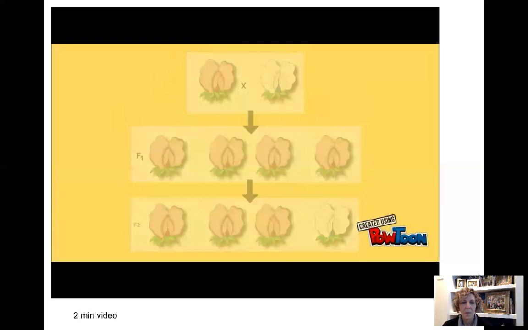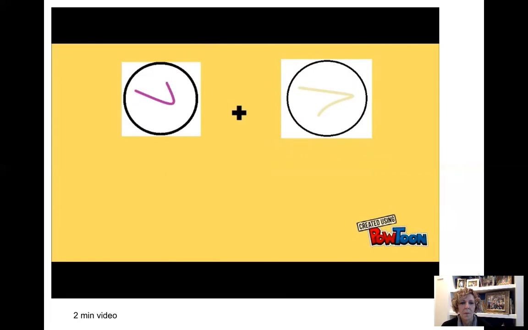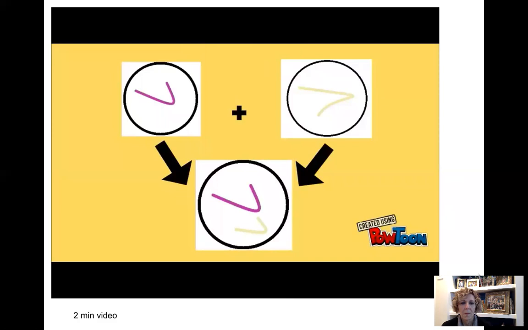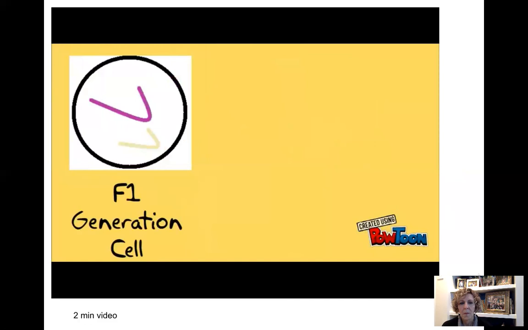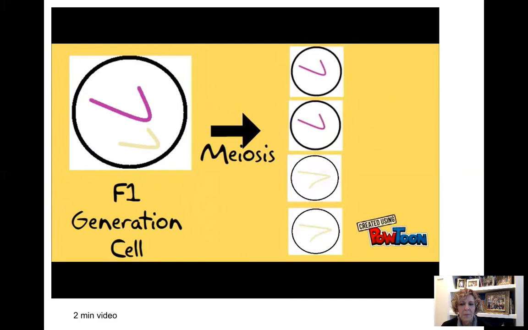Now let's look at how this happened. Mendel believed that the parents, the purple flower plant and the white flower plant, each gave one factor to the offspring. Therefore, the offspring had one purple factor and one white factor. However, as purple is dominant to the white, all the offspring appear purple. When the cell of the offspring underwent meiosis, its factors divided, or were segregated, into four different gamete cells. One purple and another purple. One white and another white.